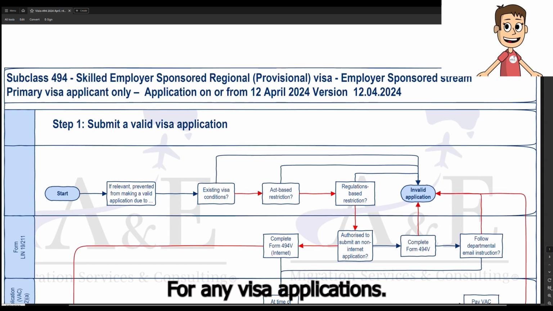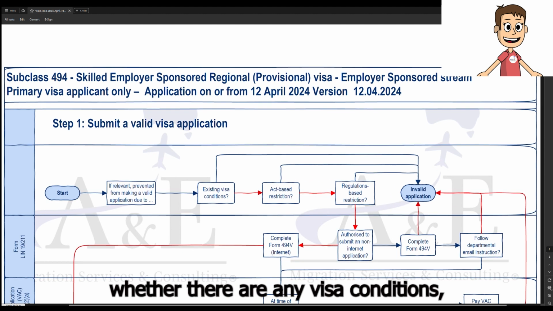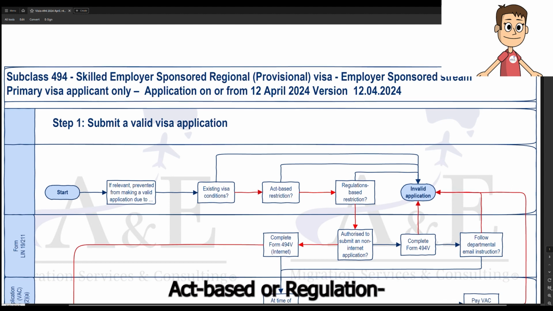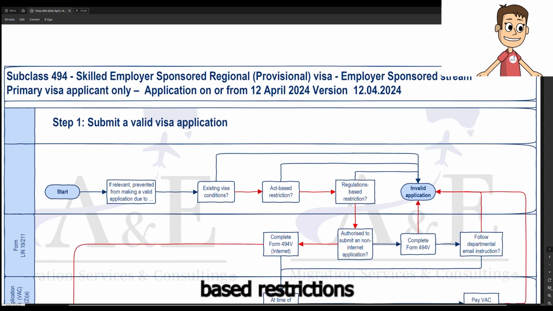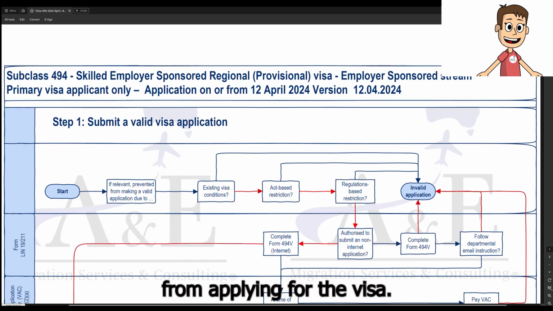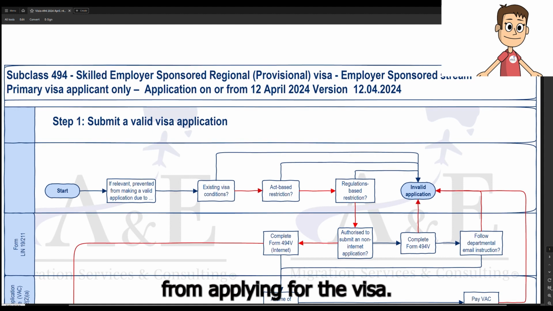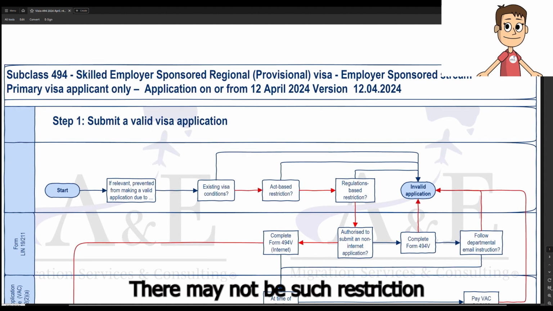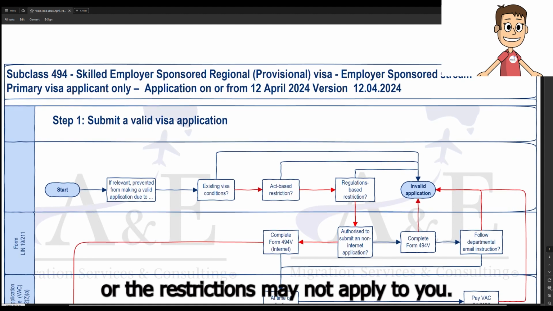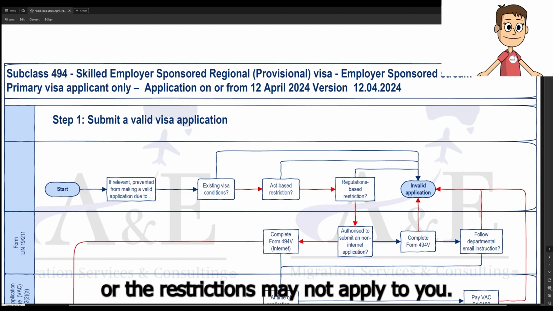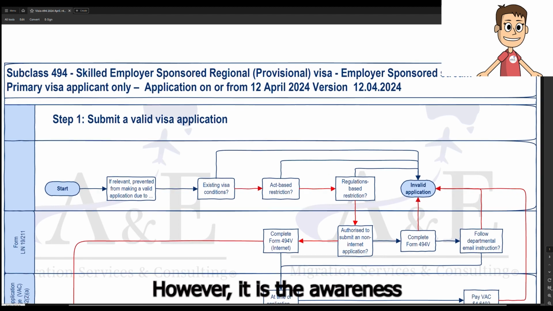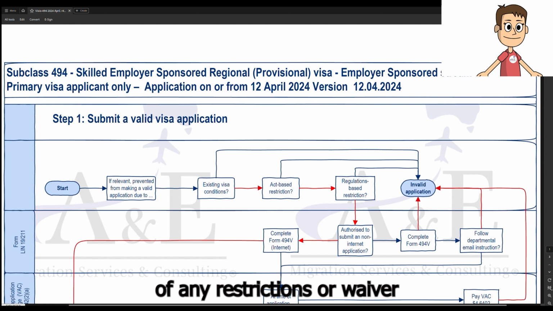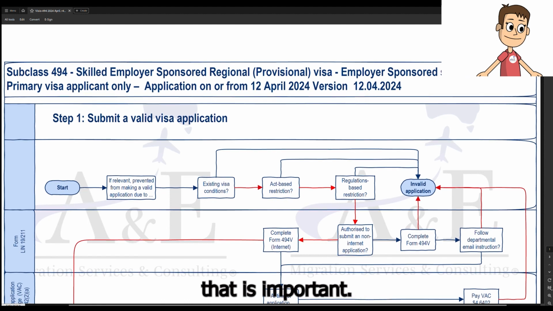For any visa applications, always check whether there are any visa conditions, act-based or regulation-based restrictions that will stop you from applying for the visa. There may not be such restriction, or the restrictions may not apply to you. However, it is the awareness of any restrictions or waiver that is important.